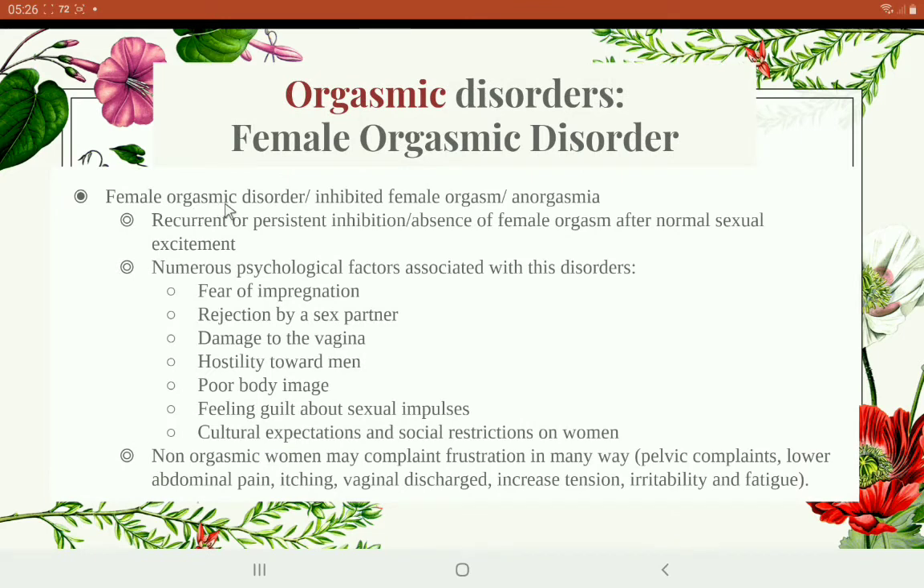The criteria of female orgasmic disorder is recurrent or persistent inhibition or absence of female orgasm after normal sexual excitement. Numerous psychological factors are associated with these disorders, for example, fear of impregnation, rejection by a sex partner, damage to the vagina, hostility toward men, poor body image, feeling guilt about sexual impulses, and also cultural expectations and social restrictions on women. Non-orgasmic women may complain of frustration in many ways, for example, pelvic complaints, lower abdominal pain, itching, vaginal discharge, increased tension, irritability, and fatigue.